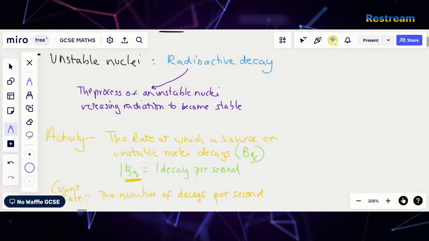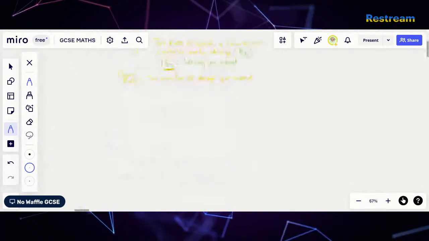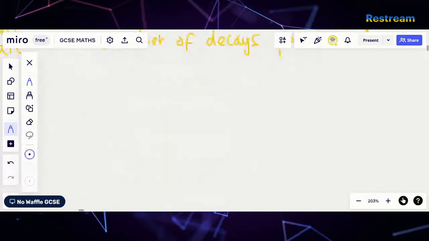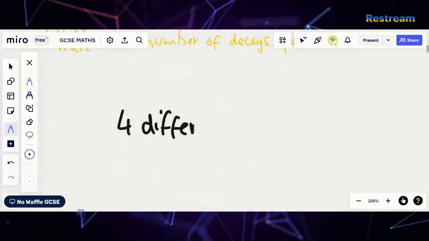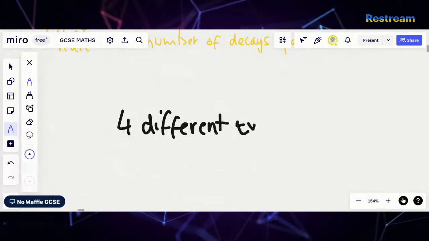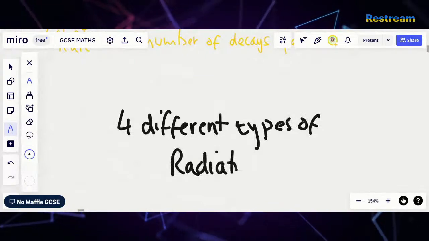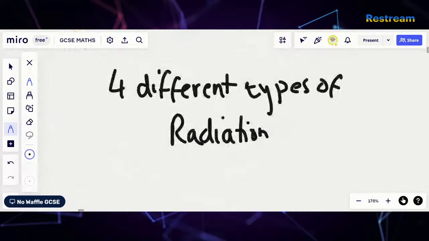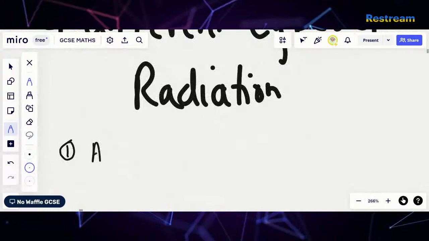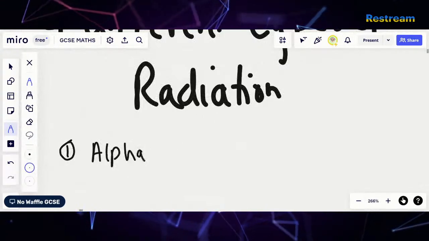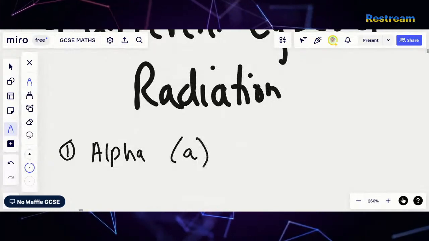Now, there are 4 types of radiation that you need to know of. So let's look through them. They all have different properties as well. Okay, so let's look deeper. The first one is what we call alpha radiation. It's represented by an alpha symbol. In exams, if you see that symbol, that's referring to alpha radiation.